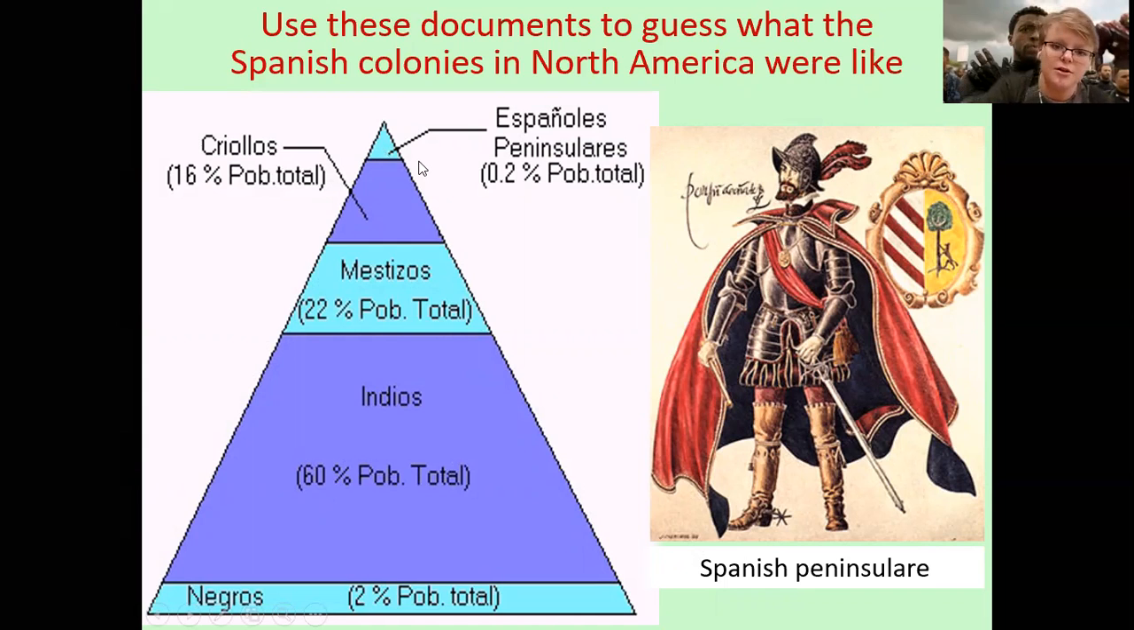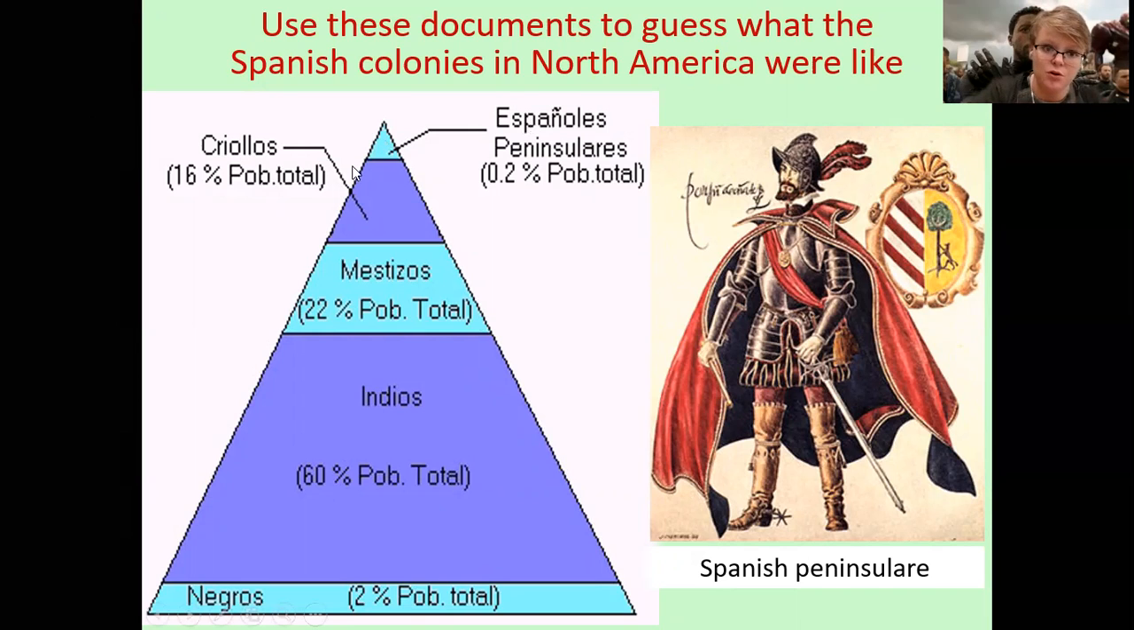class system. So if you were Spanish and you were the top percentage, you came from Spain in these colonies, you lived at the top. You were the richest. You were in charge of the government. You were in charge of these large plantations that they had. You were the tippy top.